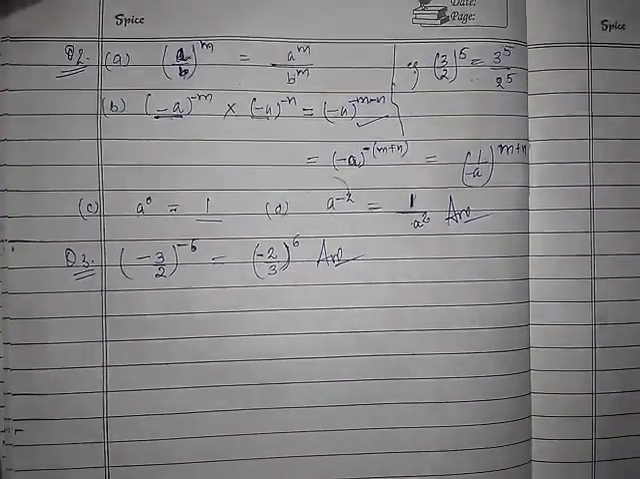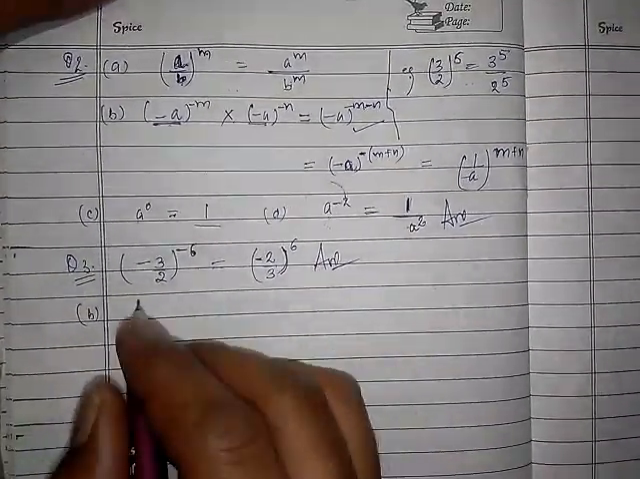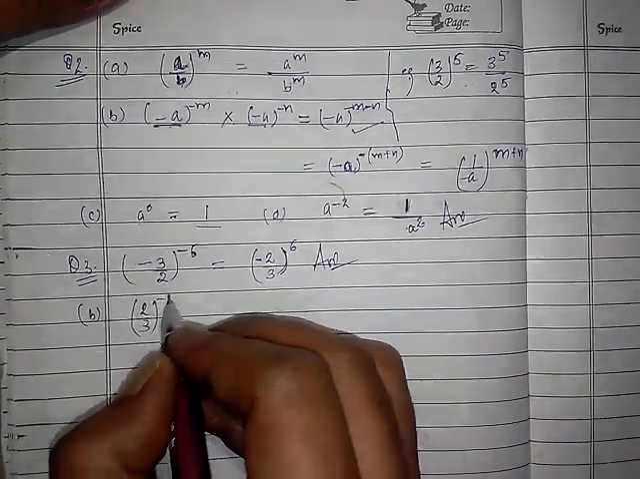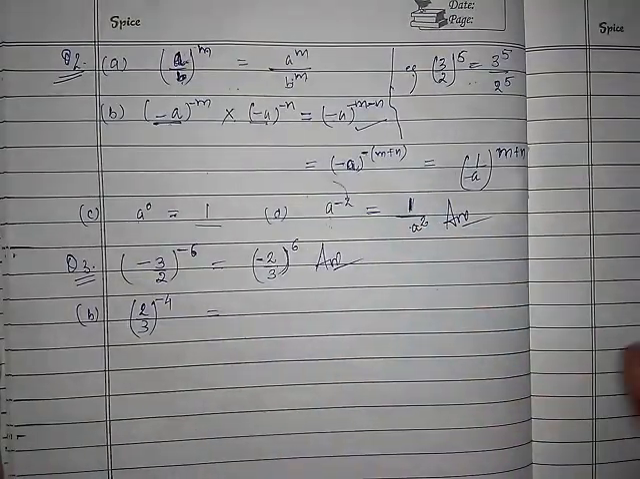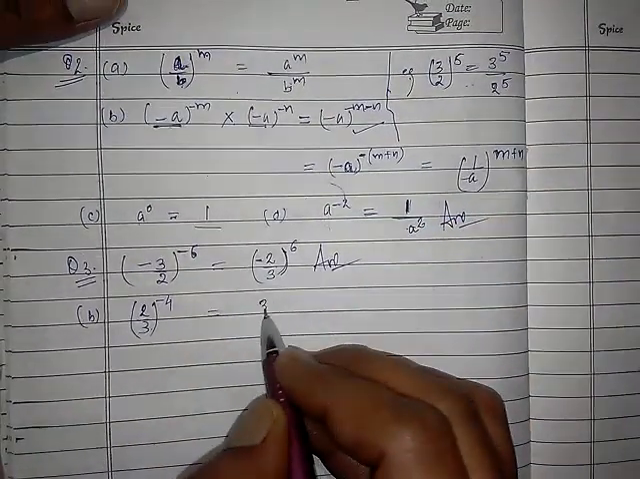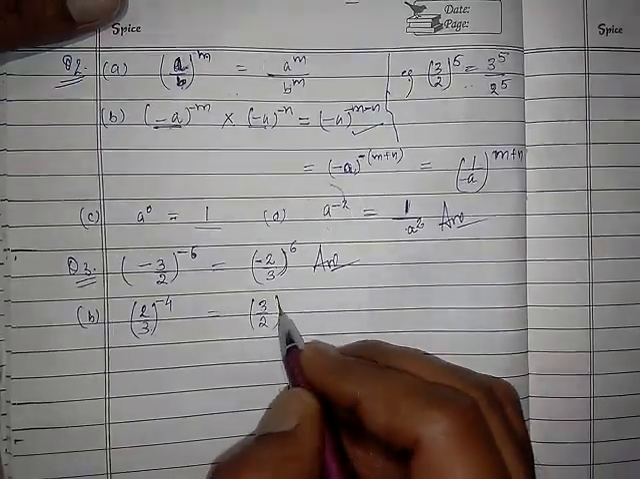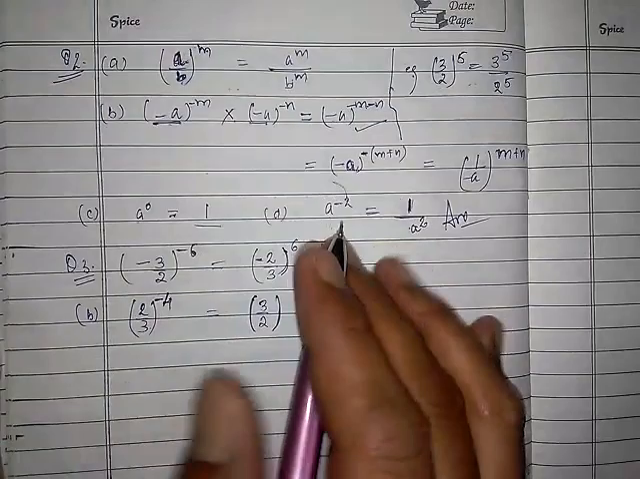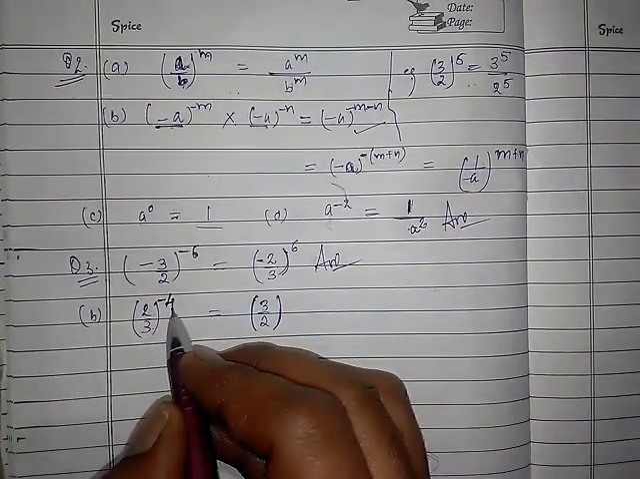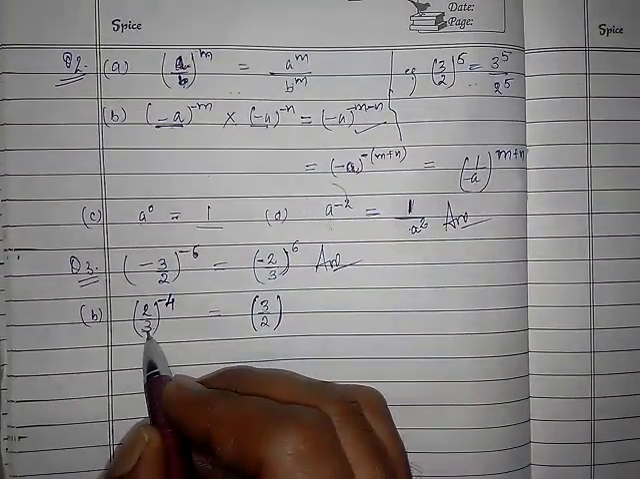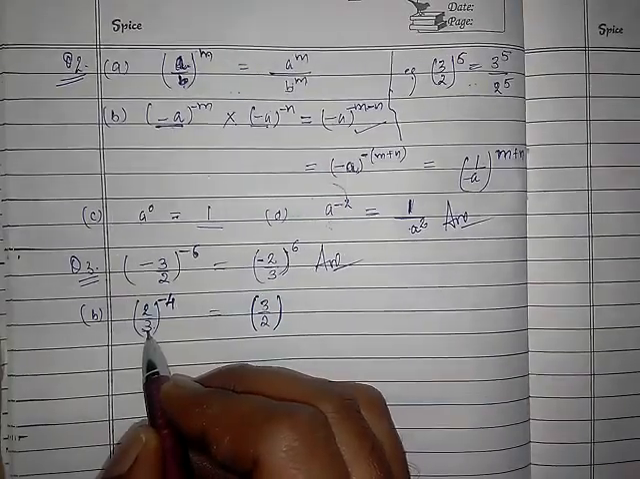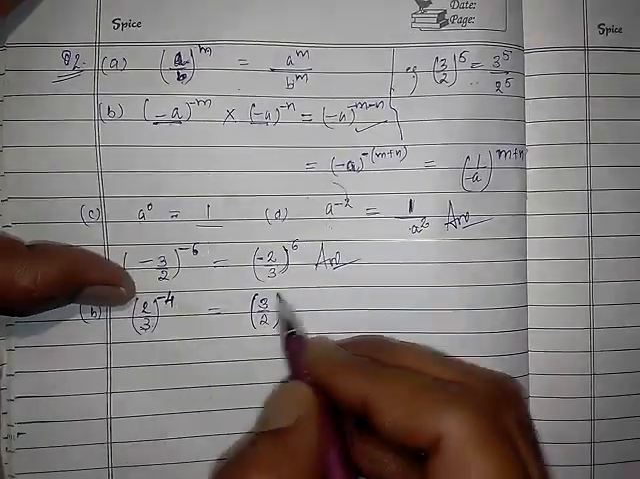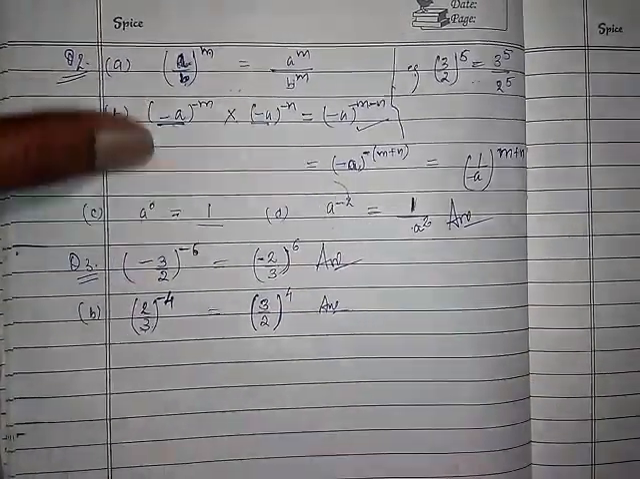Now come to the B part here. B part is 2 upon 3 whole raised to the power minus 4. Now the method will not change, it will remain the same. You have to take the reciprocal of what? Of the base. Okay, you do not take the reciprocal of the power, son, okay. Don't take the inverse or the reciprocal of the power. The reciprocal of the base will be taken in every condition and every question. So 3 upon 2, taking the reciprocal, the power will be positive. So that will be your answer.